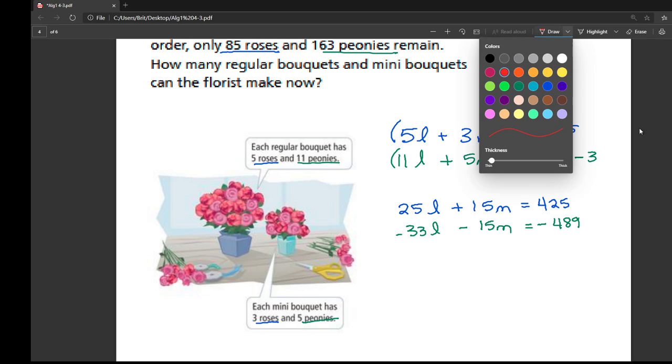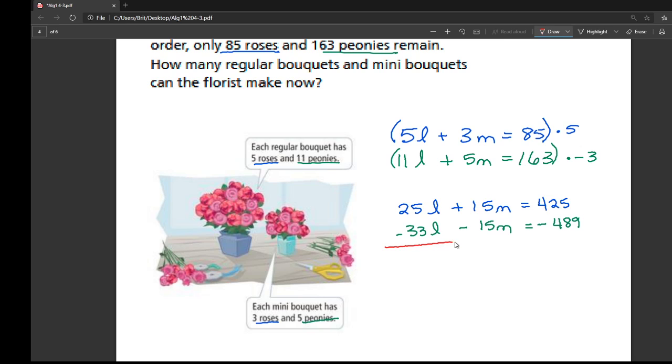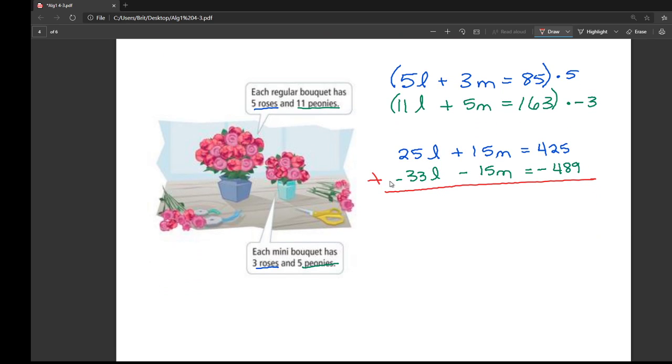So now our equations are set up so that our M's will cancel if I add them. So 25 plus negative 33 is going to make negative 8L. Again, the M's eliminate each other. And then 425 minus 489 is negative 64. And so if I divide by negative 8 on each side of this equation, I get that the number of large bouquets would only be 8.